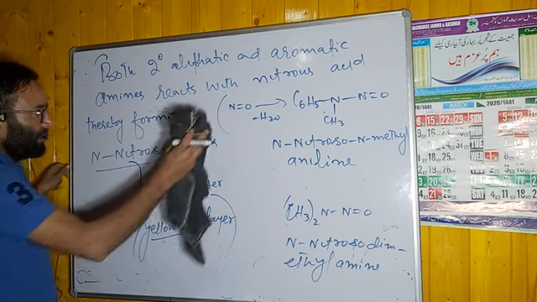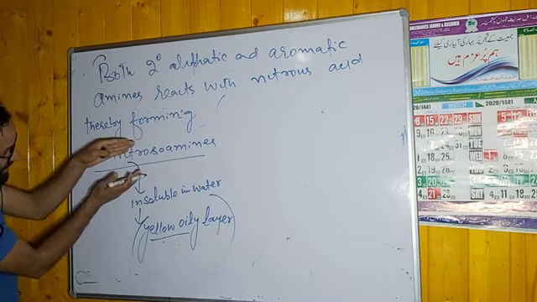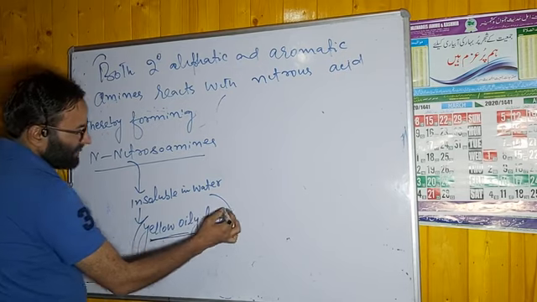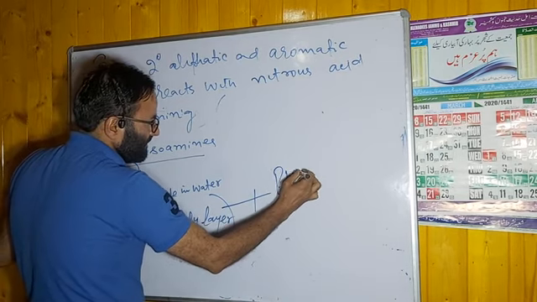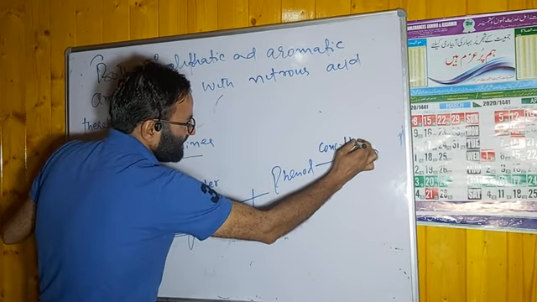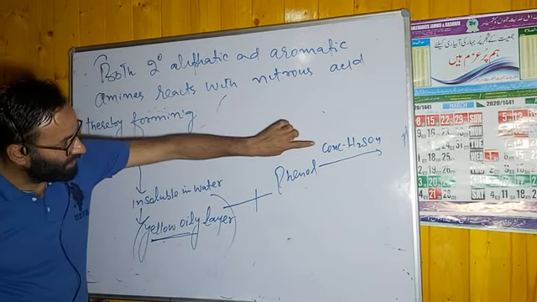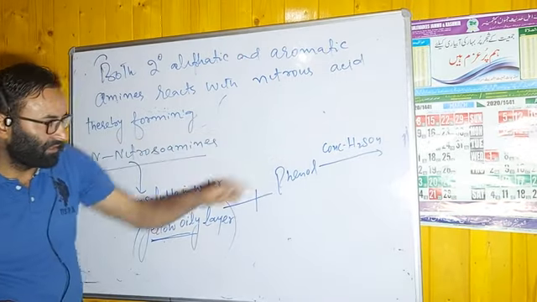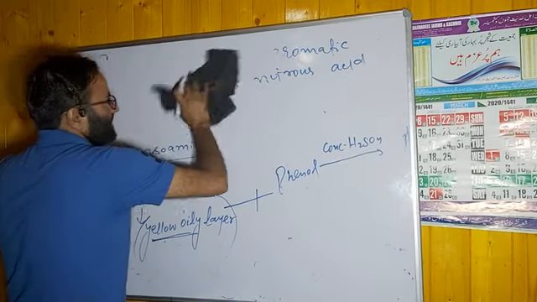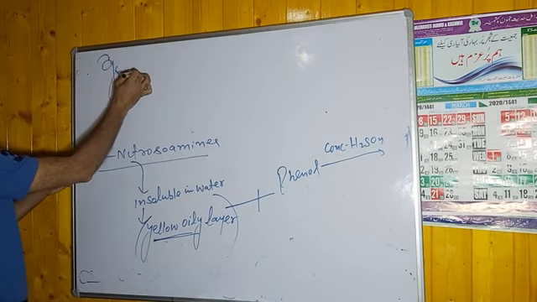Remember this point. Ab yahan pe test hai, ye yaad rakhna. N-nitrosoamine ki kahani ye hai: yellow oily layer. What happens? If you treat it with phenol and a few drops of concentrated sulfuric acid, this is the test here. When you treat the N-nitrosoamines with phenol in presence of a few drops of concentrated sulfuric acid, the color changes to green. Yahan pe main test dikhaunga. Pehle color kya tha? Yellow. When you treat with phenol in presence of this, the color changes to green.